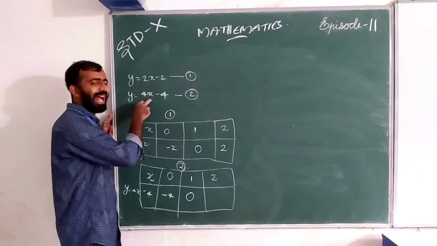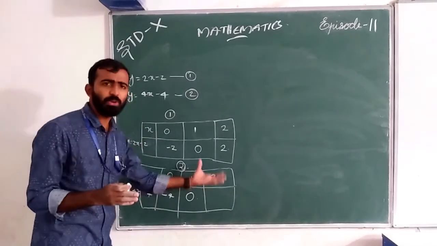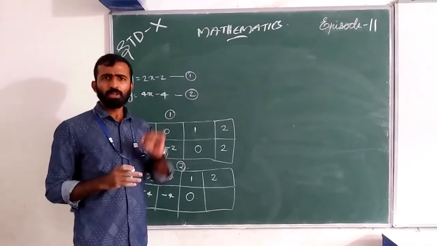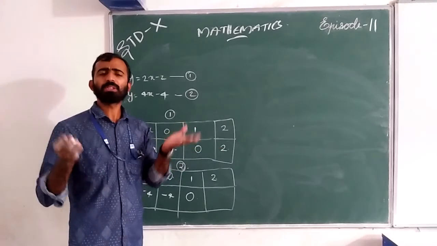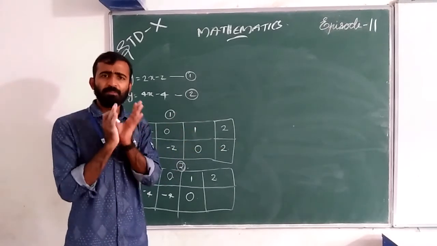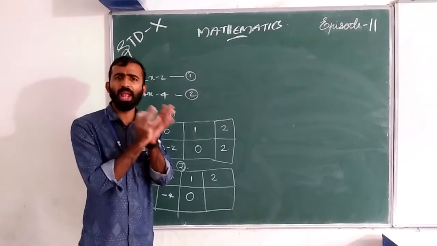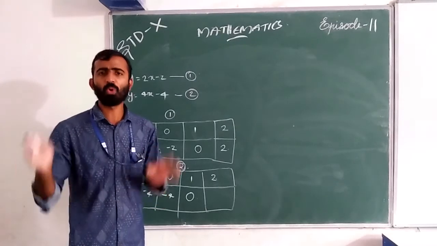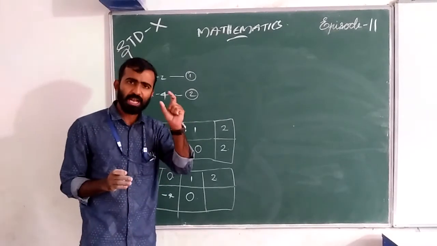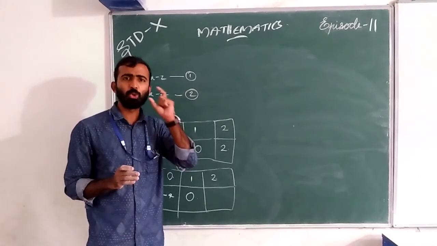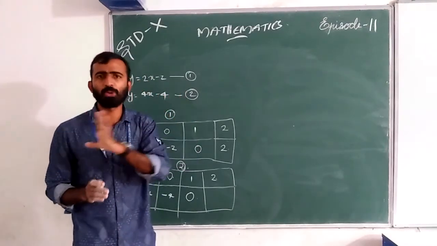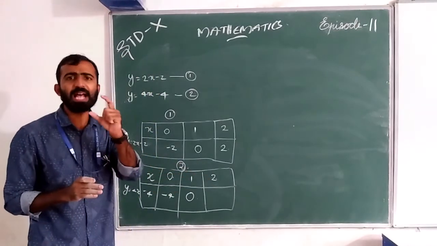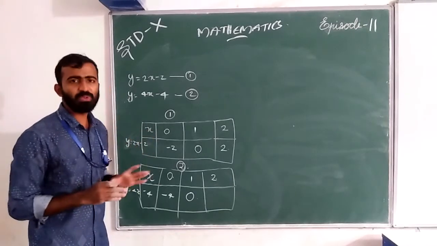As you like, any number you can give. I take 0, 1, 2, as you like, negative 1, negative 2. There is no problem. When you take any number for x, you must get a corresponding value of y. When you take an x coordinate, there must be a corresponding y coordinate. Okay.